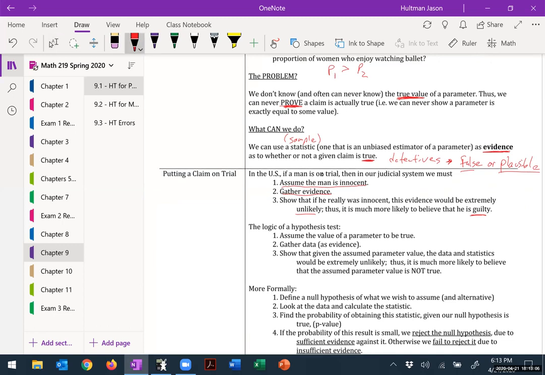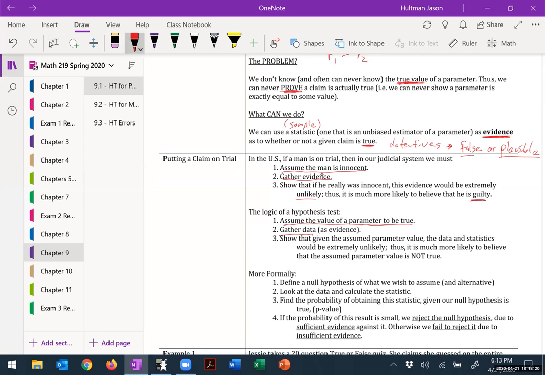The logic of a hypothesis test is we assume the claim to be true. Assume the value of the parameter to be true. We gather data as evidence, and we show that given the assumed parameter value, the data and statistics would be extremely unlikely. So it's extremely unlikely. Thus, it is believed that the presumed parameter value is not true. So we can basically call BS on the claim.